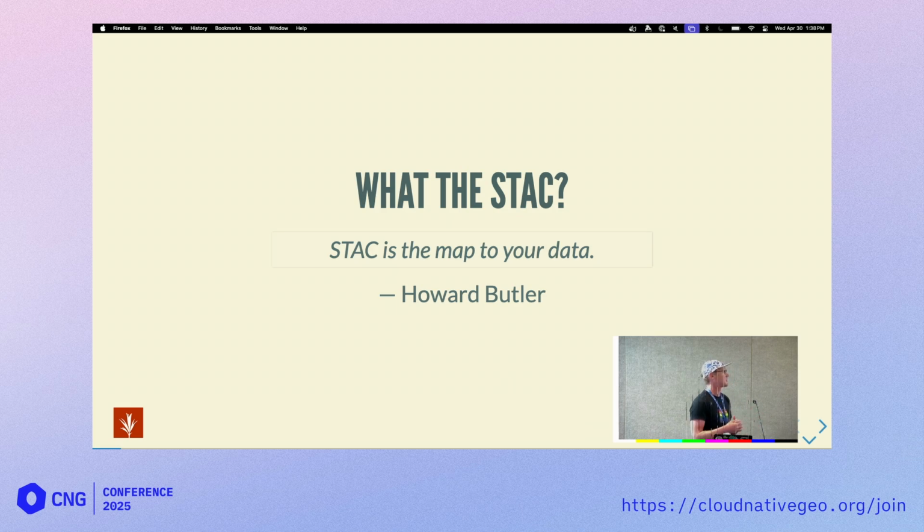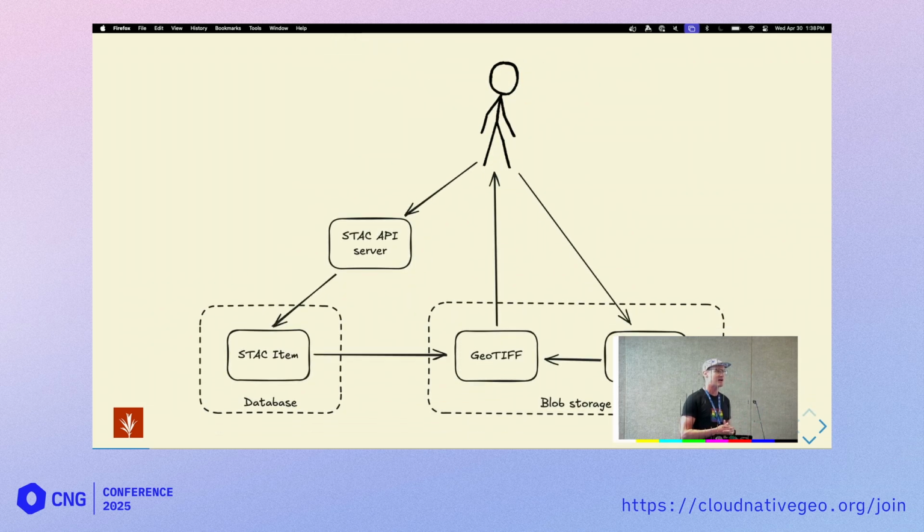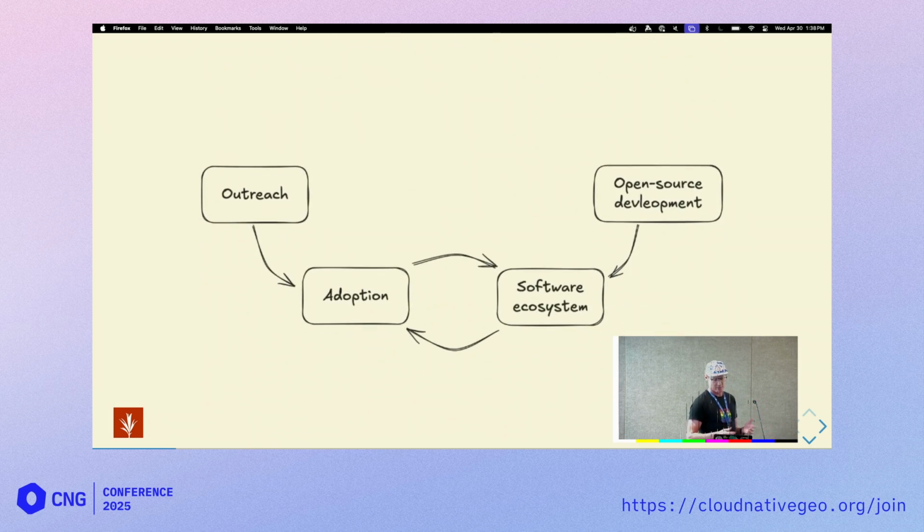But Howard Butler describes STAC as the map to your data. And I think that's one of the key things that differentiates STAC from other things that we talk about, right? STAC is a metadata specification that is decoupled from the data themselves. So STAC can live in a database, it can live on blob storage, it can really live anywhere, and it doesn't need to live next to the actual geospatial assets that you're doing analysis on. And that is both a pain in the butt sometimes, but also very powerful. And so we'll talk about that.